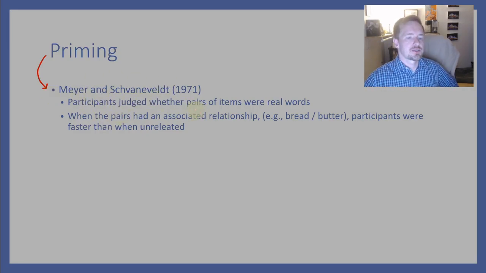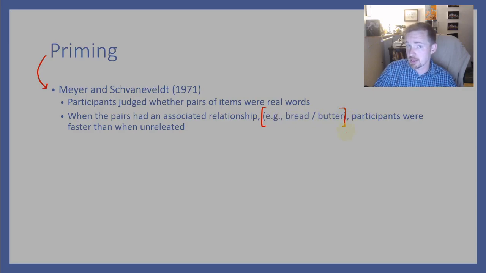Basically, these two researchers were judging whether or not a pair of items were real words or fake words. That was the instruction they had for participants: press this button if these two words are real, press this button if one of these words is fake. And they had people come in and do this for a bunch of words. But they were sneaky because they had two different pairs. They had some pairs where there was a relationship between the two words, such as bread and butter, or book and page, or fire and warm, things like that. And they had other pairings that were unrelated. This would be like bread and sky, or bread and mechanic, or something like that.